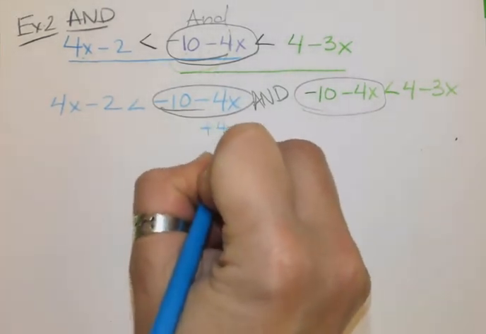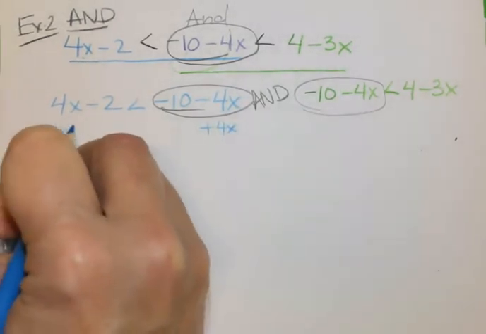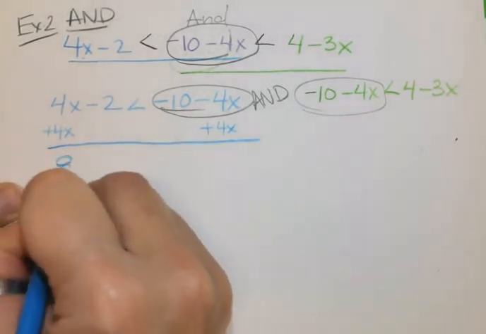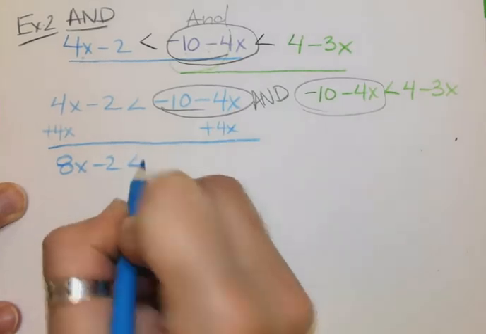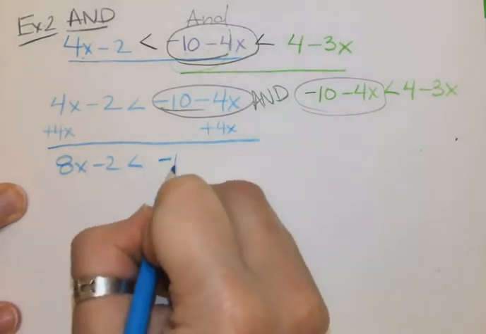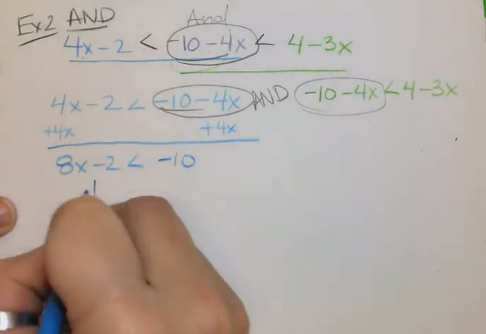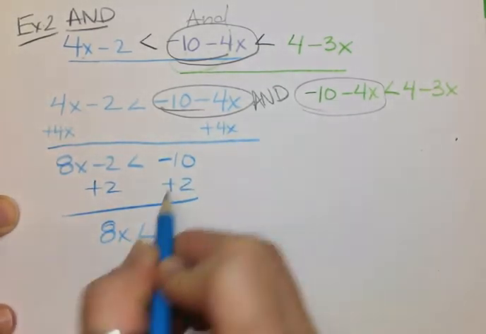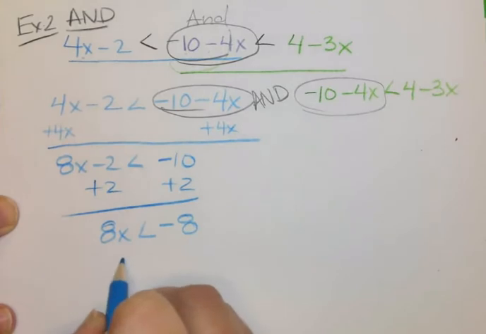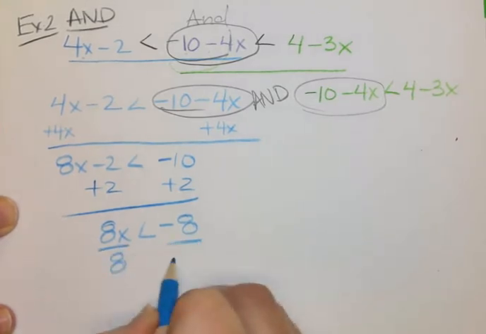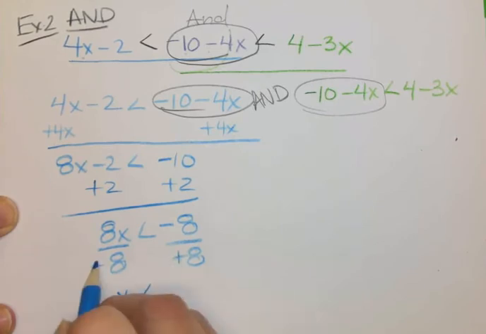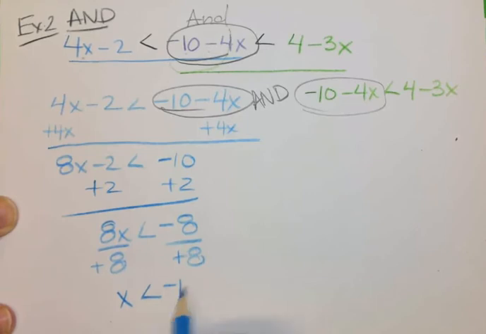So I'm going to add 4x to both sides. And I end up with 8x minus 2 is less than negative 10. Add 2. We get 8x is less than negative 8. Divide by a positive number. Since we divide by a positive number, we do not flip the sign. Oops, that was a positive 8. And so we get x is less than negative 1.